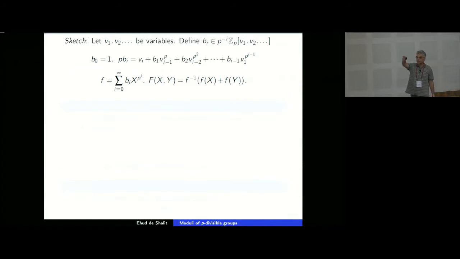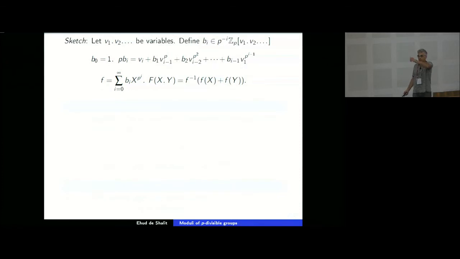And you make out of these b's a power series f, which is a summation of b_i x^{p^i}. So it has very sparse coefficients. And you use this f as a logarithm in characteristic 0 to build a formal group law F. We've inverted p, so in characteristic 0, you always have logarithms, and at least one-dimensional formal groups are just G_a. There's nothing to say about formal groups in characteristic 0.